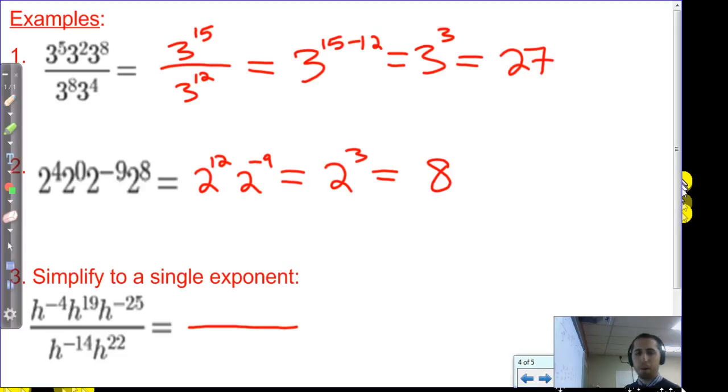A lot of people will do that. They'll just add these exponents on top. And you can do that, that's fine. And then they'll add the ones on bottom and then subtract. But other people just like to deal with positive numbers, and that's okay too. So let's see what that would look like.